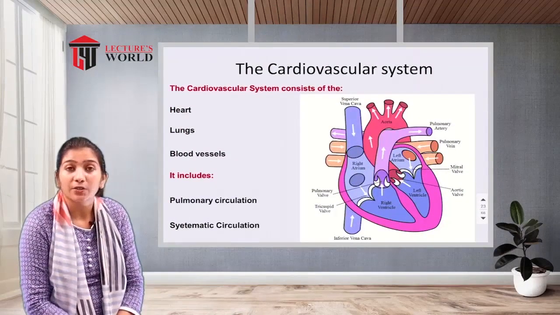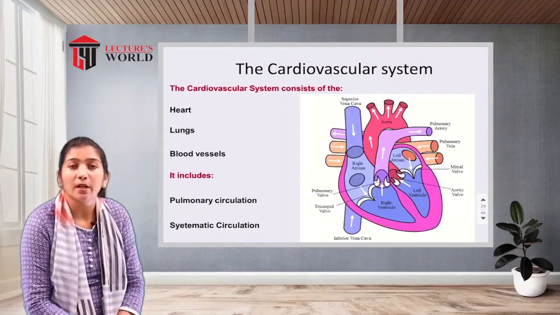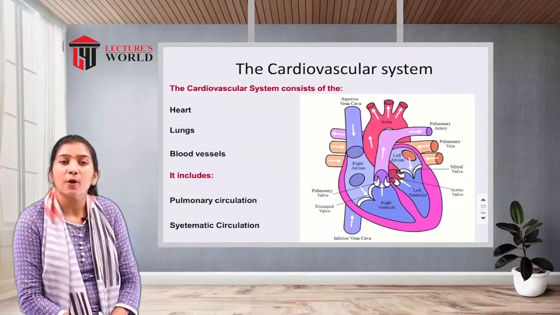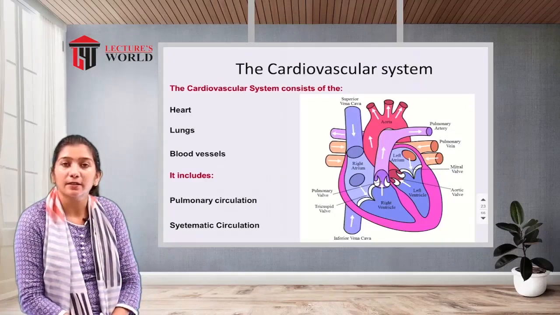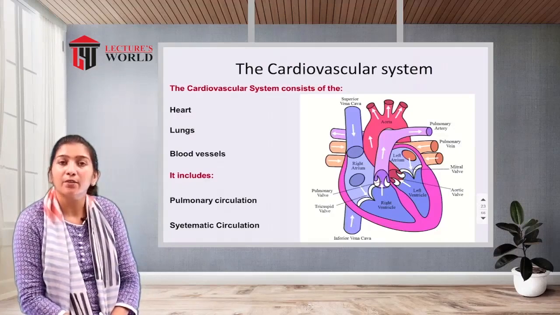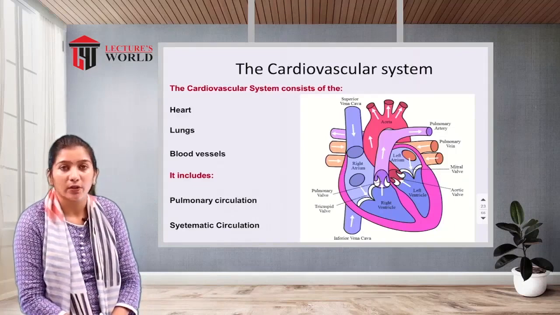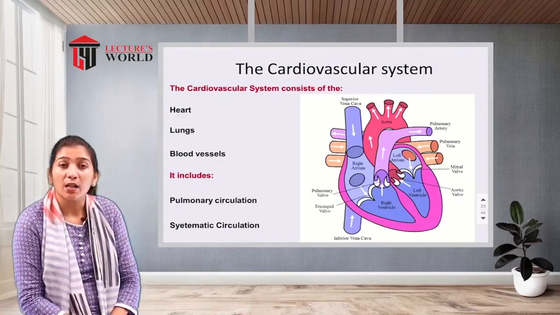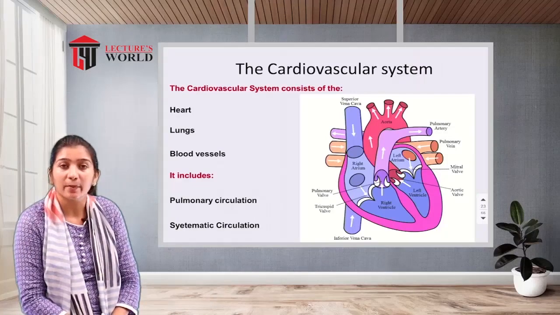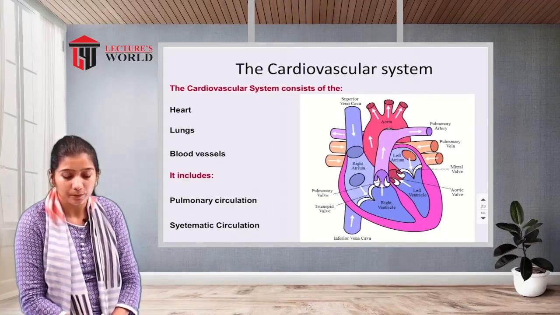Next, the cardiovascular system. Up till now we have discussed the structure of the heart. We have discussed the layers of the heart. There are 3 layers: pericardium, myocardium and the endocardium. Then we discussed the chambers of the heart. There are 4 chambers: right atrium, right ventricle, left atrium, left ventricle. And there are 4 valves in the heart: tricuspid valve, mitral valve, pulmonary valve and the aortic valve.